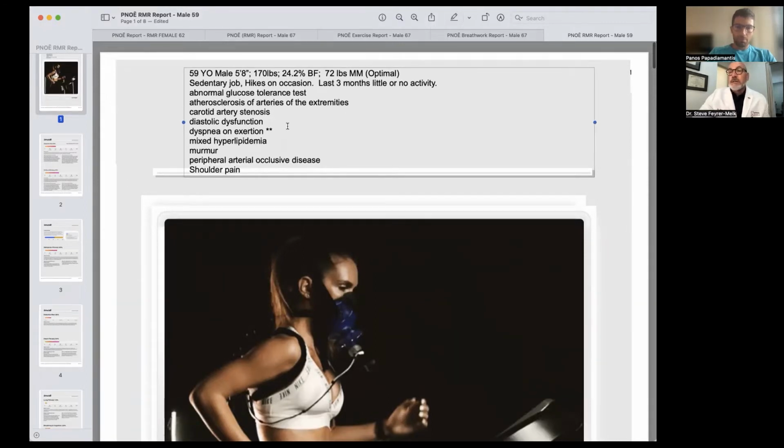He has 24.2% body fat, which is pretty good, but he's not in a healthy area. He has a good level of muscle mass. It's optimal. He has a sedentary job. He hikes on occasion. Last 3 months, no activity. He's got some other things here: abnormal glucose tolerance, some atherosclerosis, blood pressure issues, some heart murmur, and so on. But none of these are restricting him from exercise. None of these would be restricting him from a resting metabolism. None of this would be restricting him from doing physical activity.